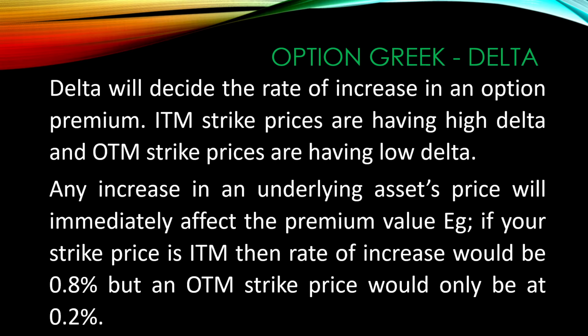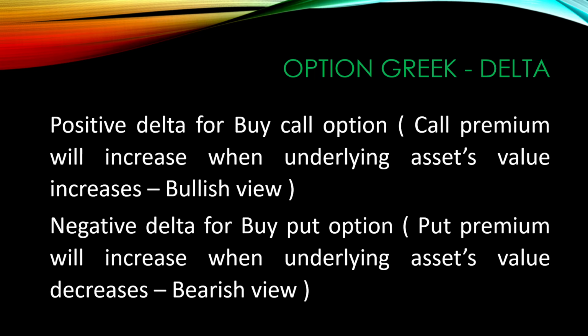Otherwise, the underlying asset, that is Tata Motors, should fly from 610 to 650 or 660 or 670 or 680 very fast. Then your OTM price becomes ATM, at the money, or in the money, if it goes very fast, very high. Hope you understood that concept. Let's go and see the next slide.